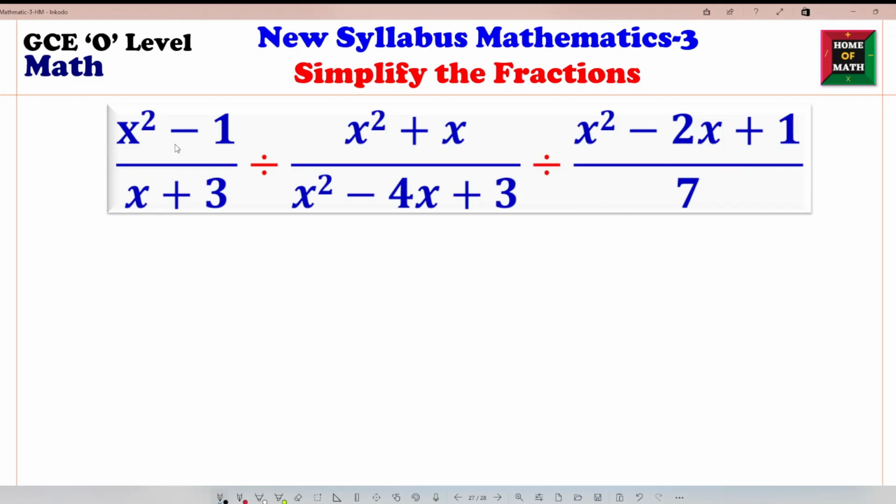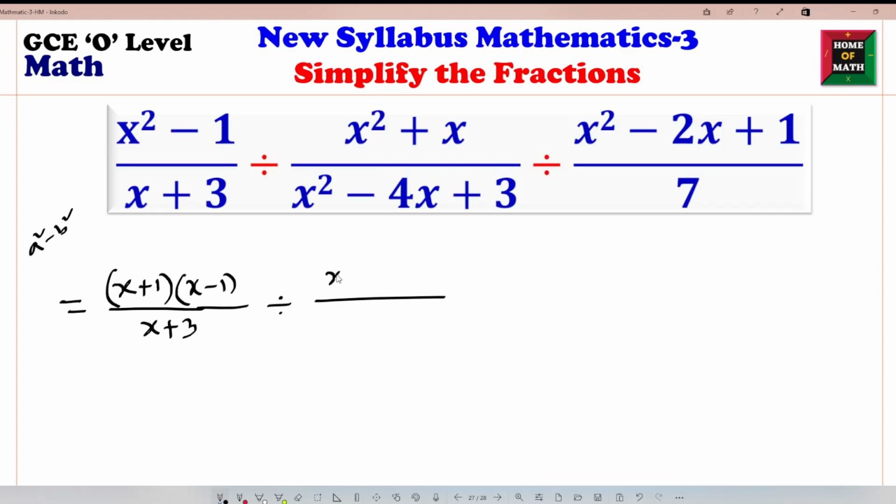First one, x squared minus 1 divided by x plus 3. This one we can write, look, x squared minus 1, where the square of 1 means 1. So we can write it as x plus 1 times x minus 1, on the basis of the a squared minus b squared theory, and divided by x plus 3. Divided by, here we can take common x, so x plus 1.